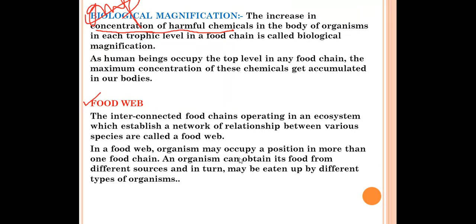In a food web, organisms may occupy a position in more than one food chain. There will be different types of food chains, so organisms will be at different positions in different food chains. For example, a fish may occupy the second position in one food chain and the third position in another. An organism obtains its food from different sources and in turn may be eaten by different types of organisms. So what is a food web? An interconnected food chain is called a food web, or you can learn this definition also.